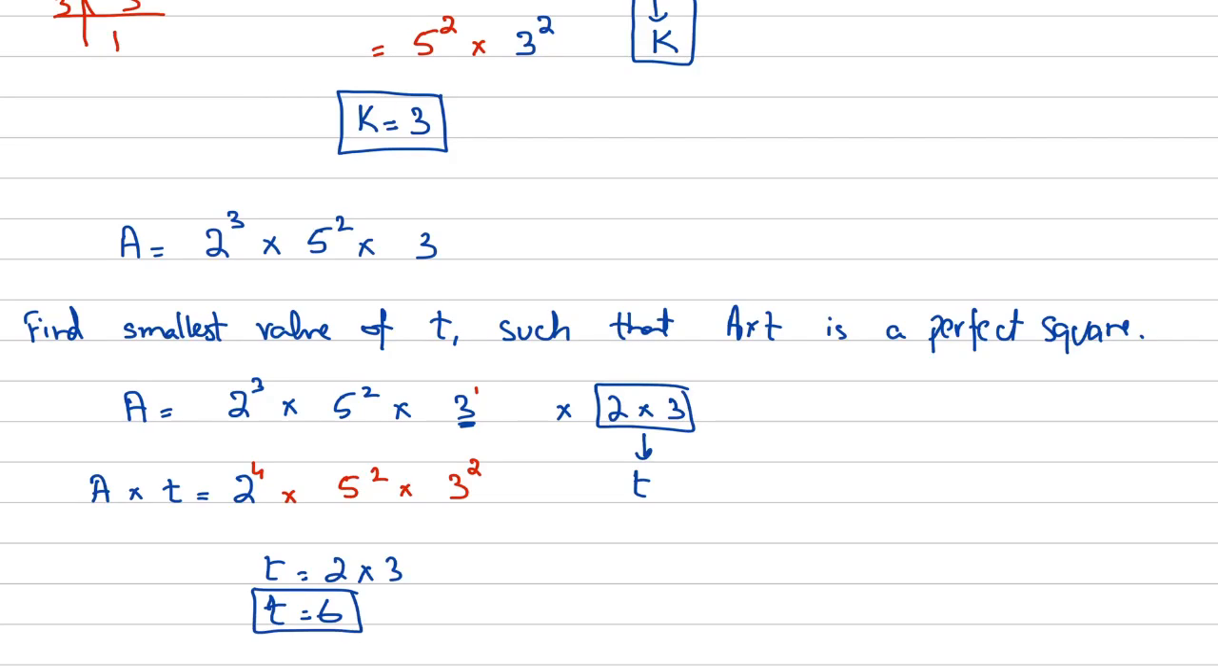So this is how you can turn any number into a perfect square. Long story short, in order to turn a number into a perfect square, the powers should be even.